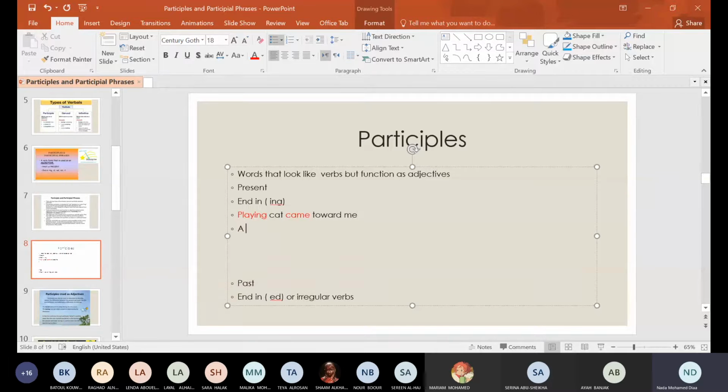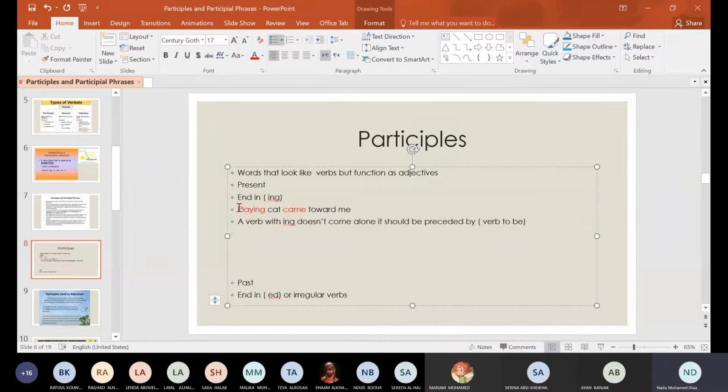Again, a verb with ing doesn't come alone. It should be preceded by a verb to be.